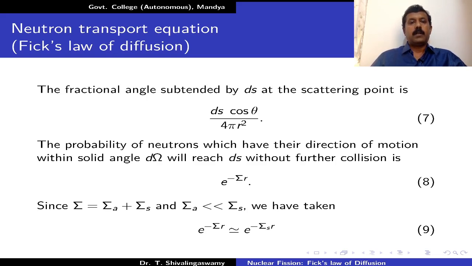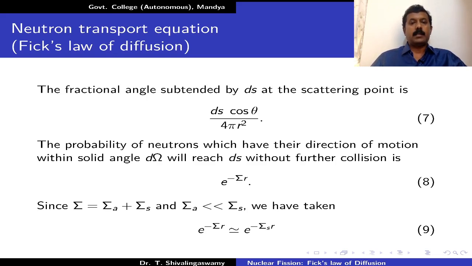Hence, the fractional angle subtended by ds at the scattering point is ds cos theta divided by 4 pi r square. But remember, all the neutrons which are scattered from dV will not reach ds. What happens is they follow this probability. As they propagate in a medium, they follow this law. It is e to the power of minus sigma r.